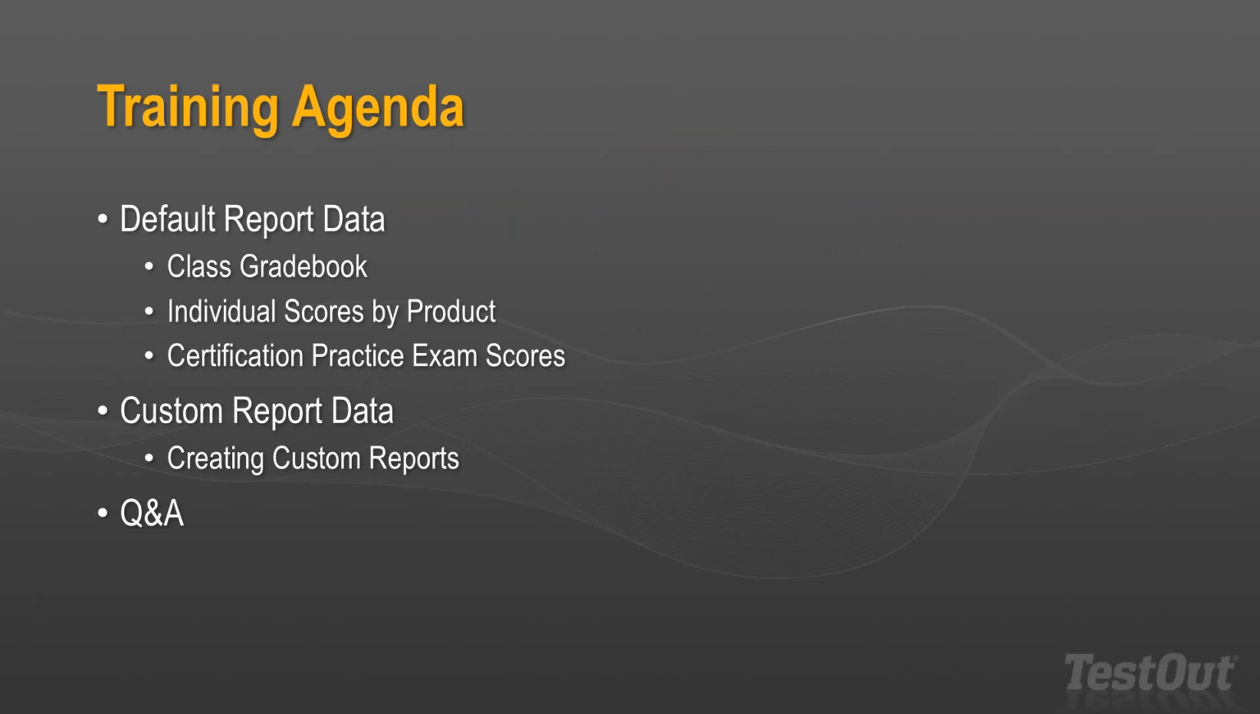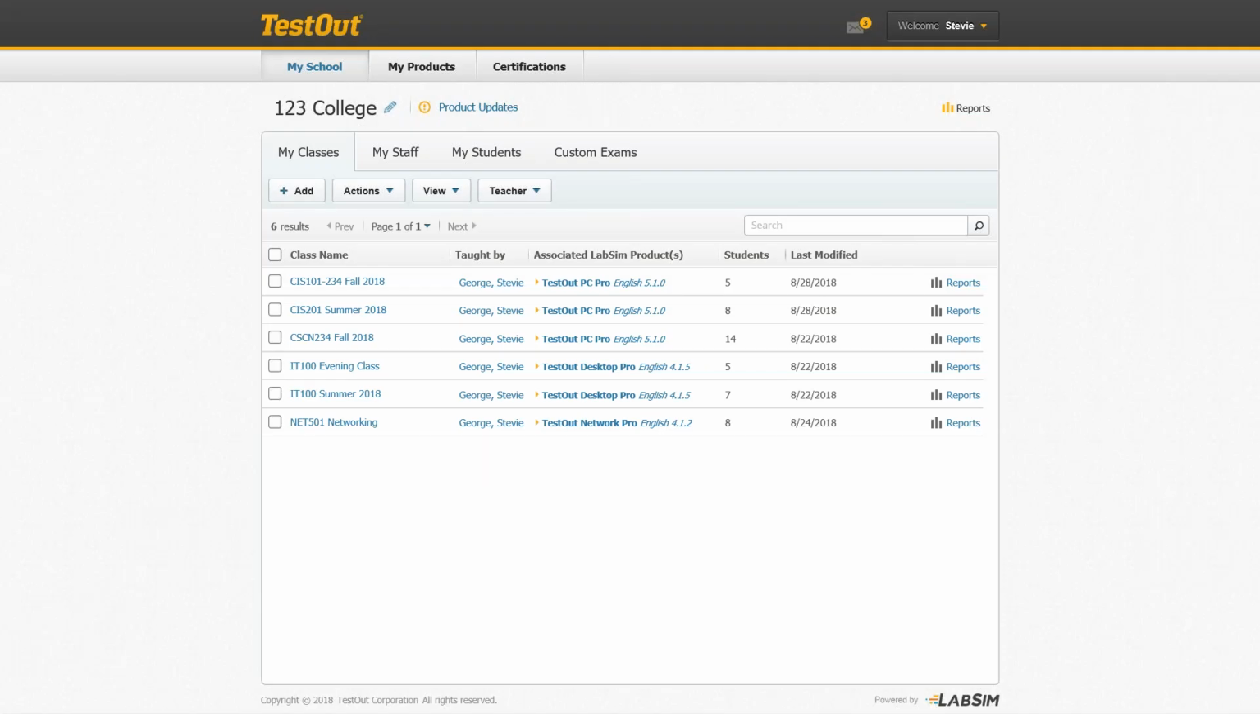Here's our outline of what we're going to cover today. I'm first going to go in and talk about the default report data, which includes, we're going to look at the class gradebook, individual scores by product, and then talk about the certification practice exam scores. Then the second part, we're going to go into the custom report data and how you can create your own custom reports in LabSim.